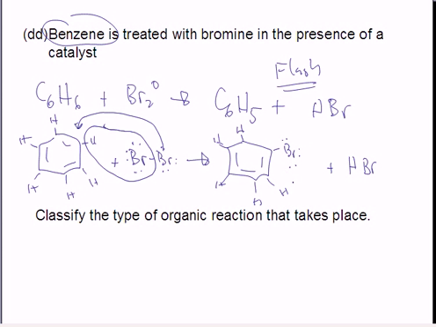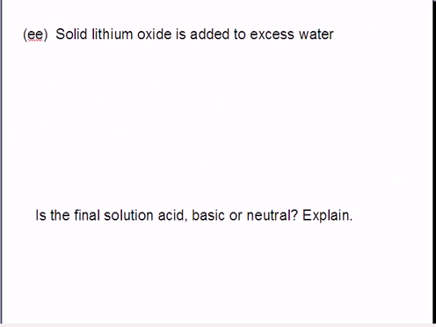Oftentimes, guys, you might see benzene rings represented this way, where the resonance in the center of the ring can be represented in the form of a circle. So that's what that would look like. Classify the type of organic reaction that happens here. This is exactly what it looks like. It's called a substitution reaction. Very unlikely you're going to get asked an organic reaction, but that's what happens there.